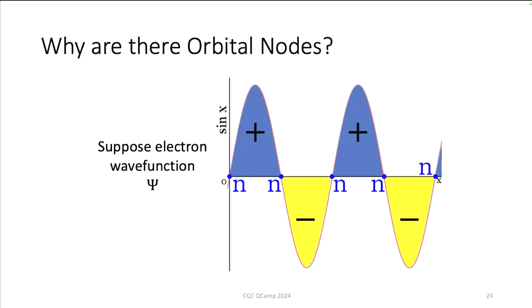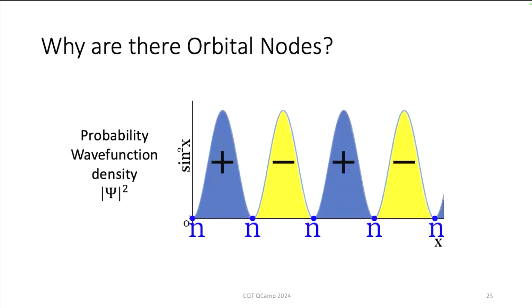Okay. When you do a modulus square, all the signs become positive, right? You flip up above. But the points at which it crosses the x-axis remain there, and this is where you see the nodes.